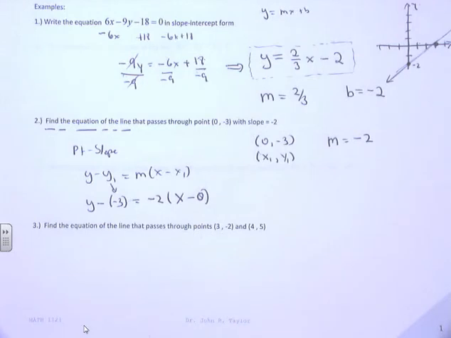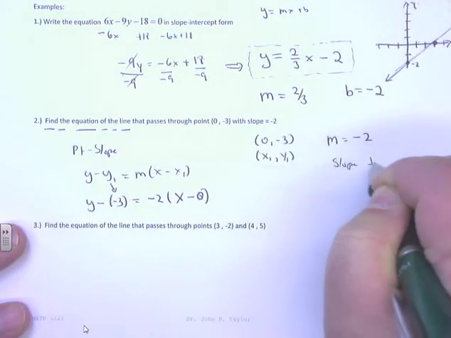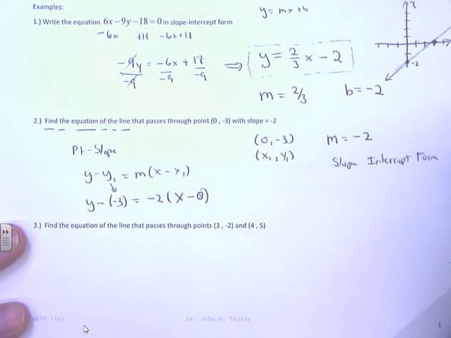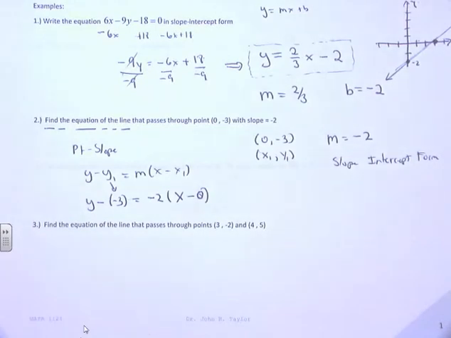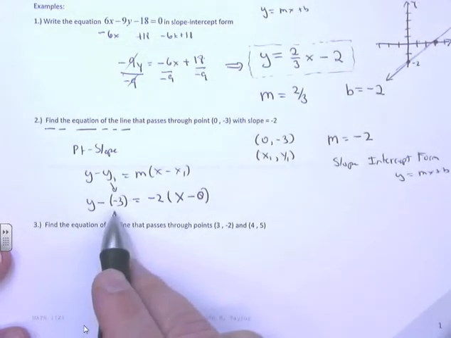Let's put this one in slope-intercept form. So if I wanted slope-intercept form, what's the big deal about slope-intercept form? It's y equals. All you got to do is solve this thing for y and you get the answer. Okay? It's the y equals mx plus b, but the trick is just solve for y. So I would clean this guy up.